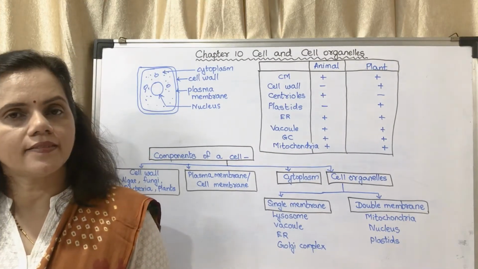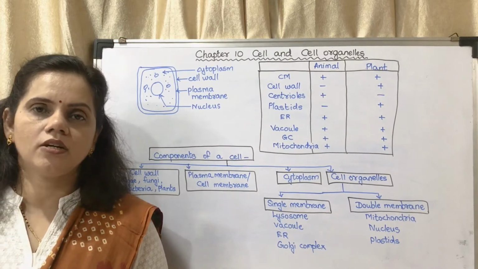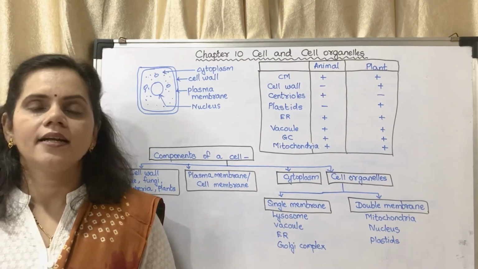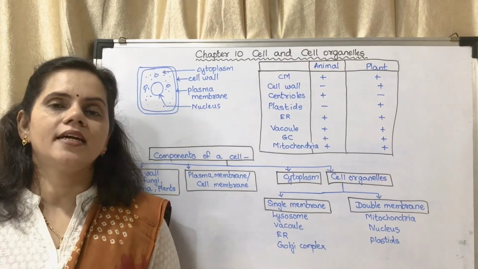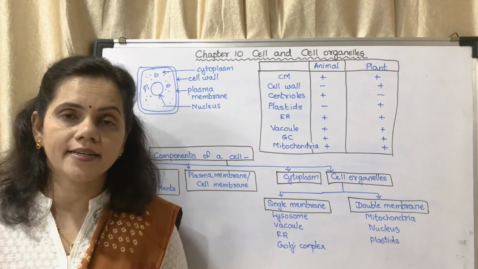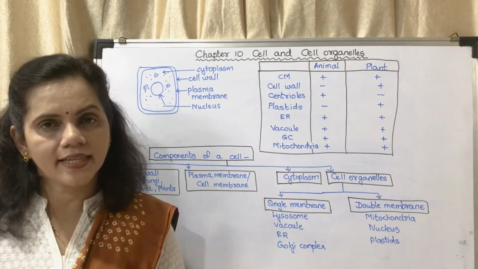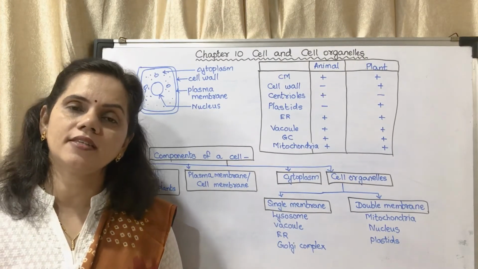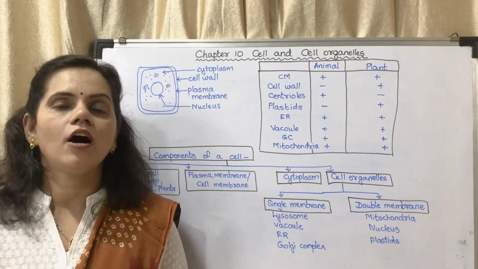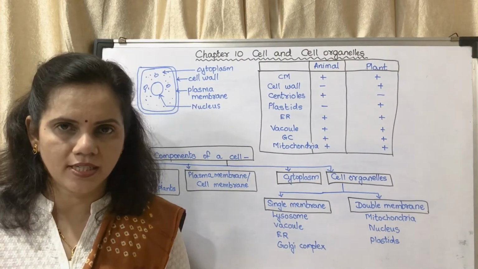The environment is there, and the inside environment has to be maintained. That maintenance, that property, is called homeostasis. That means the water content inside the cell is maintained, the oxygen content inside the cell is maintained. So whatever concentration is there, it has to be maintained. That property of maintaining the concentration is called homeostasis.